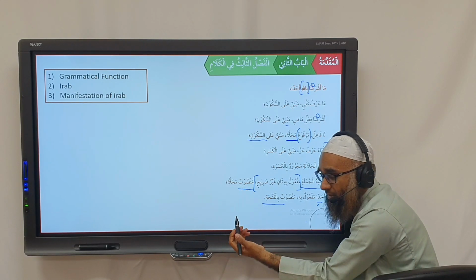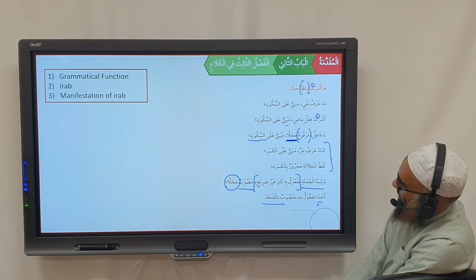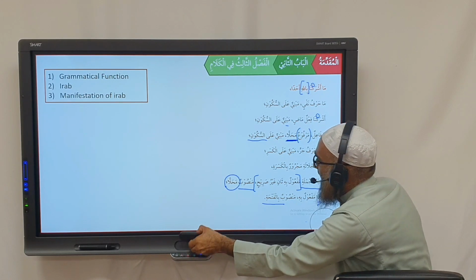But is it alama for it to be mansub? So you just say mahallan. So remember this part here. Let's go over this part. So when we have, let's go over this part again.